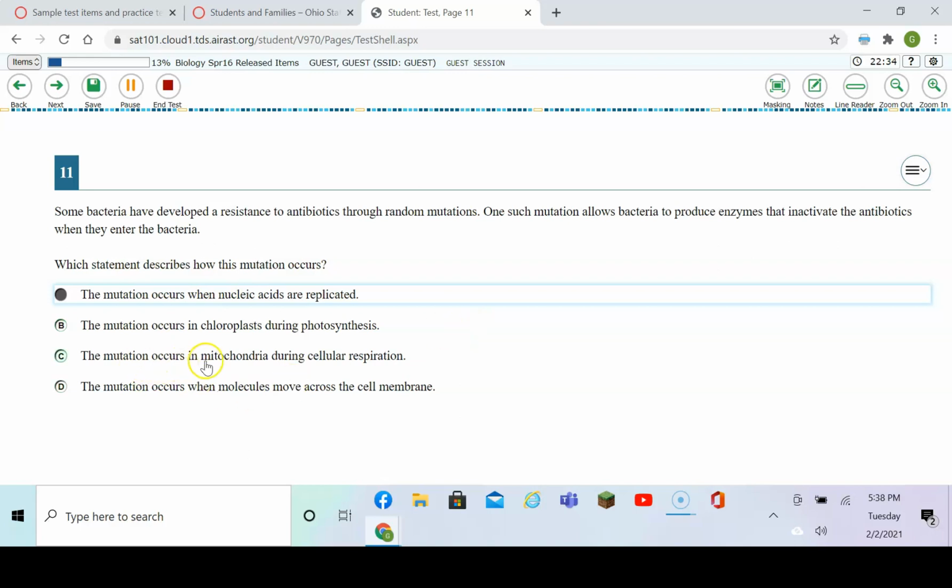Photosynthesis has nothing to do with mutations. The mutation occurs in the mitochondria during cellular respiration. Cellular respiration has nothing to do with a mutation that's going to be passed on. The mutation occurs when molecules move across the cell membrane. That's just a method of getting things in and out of the cell. Again, the mutation occurs when you're making the DNA, when it's being replicated.